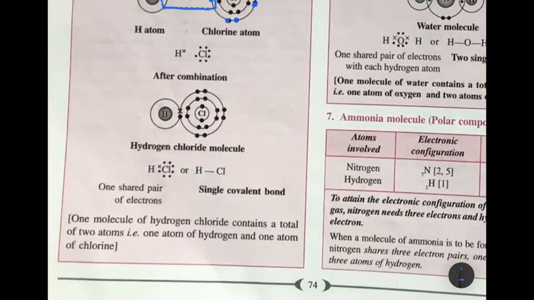For your electron dot, you'll see this X sign is the electron of hydrogen, 1 electron, and these dots are the electrons of chlorine. So a single covalent bond is formed.